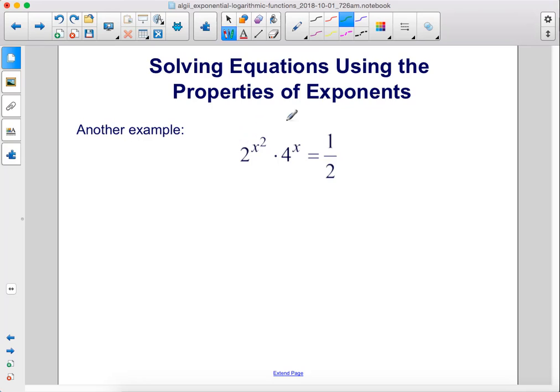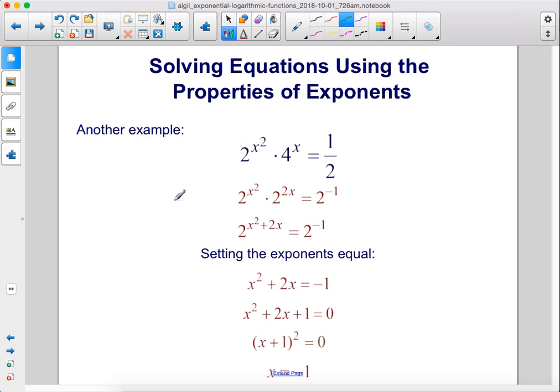Here's another example. 2 to the x squared power times 4 to the x power equals 1/2. We can rewrite 4 to the x power as 2 to the 2x power, and we can rewrite 1/2 as being 2 to the negative 1 power. Therefore, we can add these exponents together, so this becomes 2 to the x squared plus 2x power equals 2 to the negative 1 power.